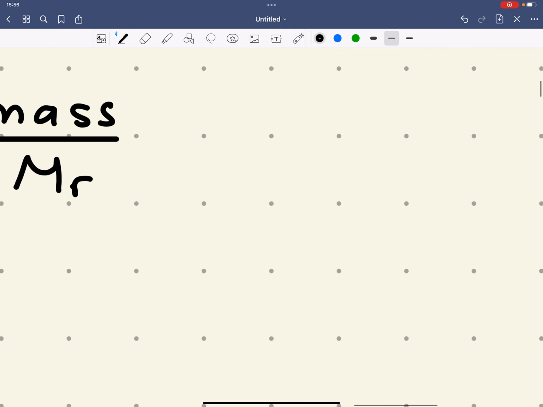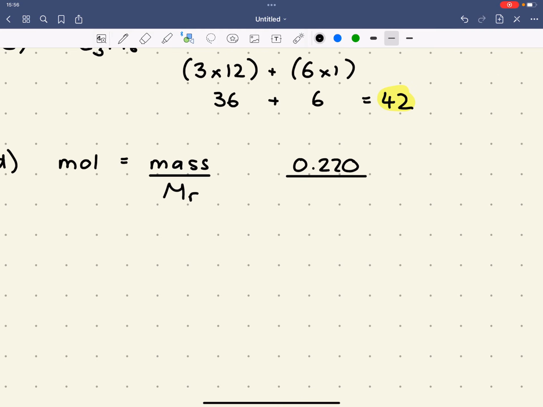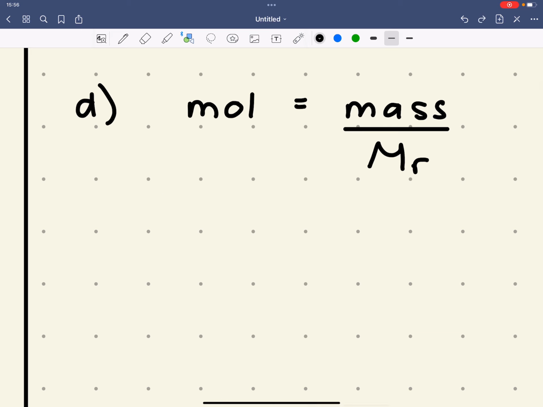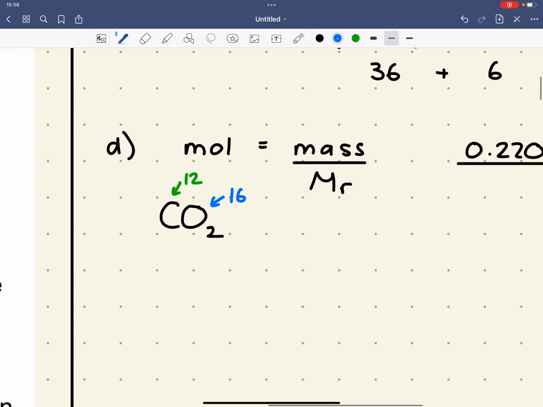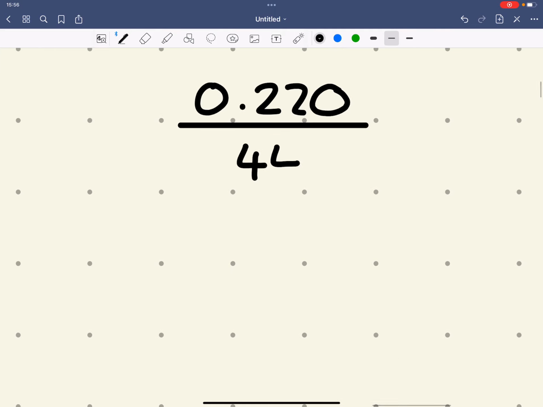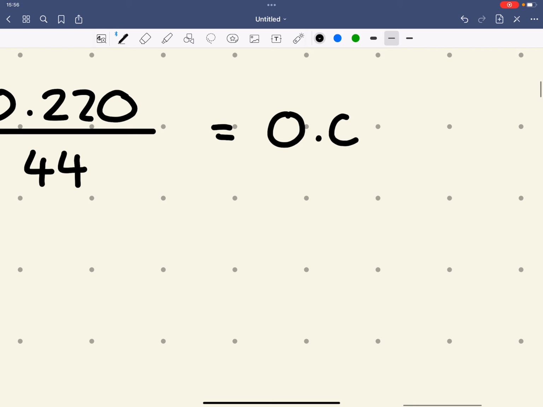We're given a mass, it's 0.220 grams. And we need to divide that by the Mr of carbon dioxide. And you're given the Ars for CO2. So carbon is 12, oxygen is 16. So it's 1 times 12 plus 2 times 16. When you add them together, you get 44. And 0.22 over 44 is 0.005 of a mole. And that is answer B.